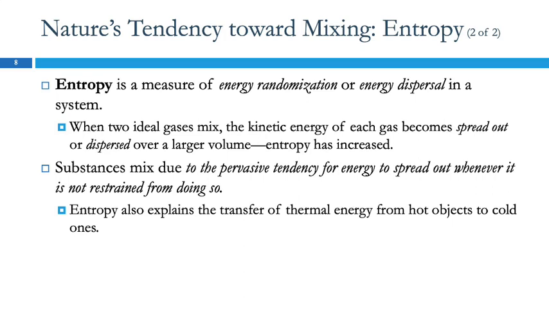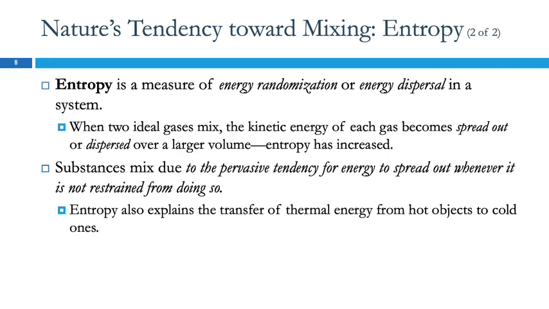And the reason is entropy. So entropy is a measure of energy randomization or energy dispersal in a system. It's energy spreading out. If you take Chem 1B, we'll learn more about entropy in Chem 1B. But what happens when those two ideal gases mix is that the kinetic energy of each gas becomes spread out or dispersed over a larger volume. And so the entropy of the system has increased.